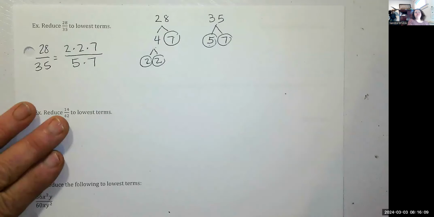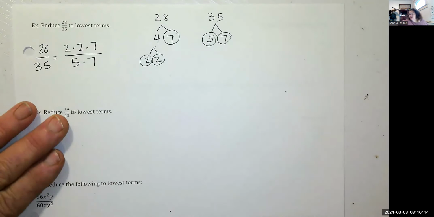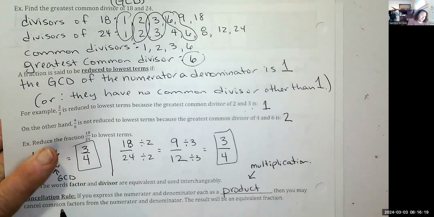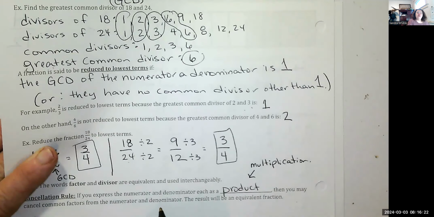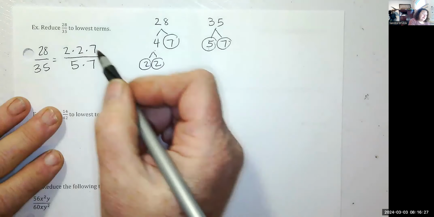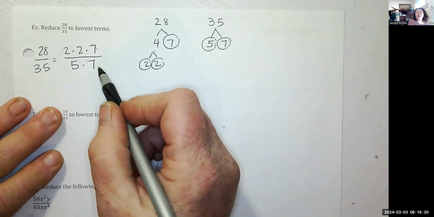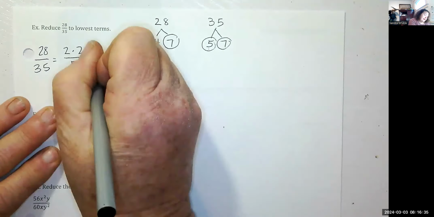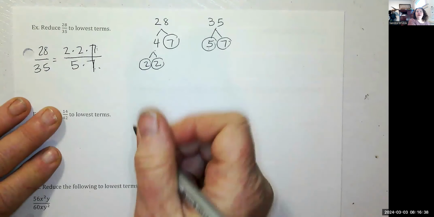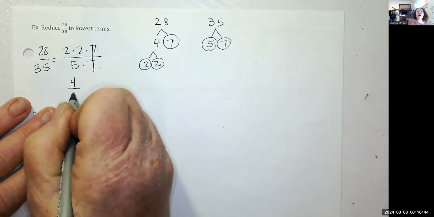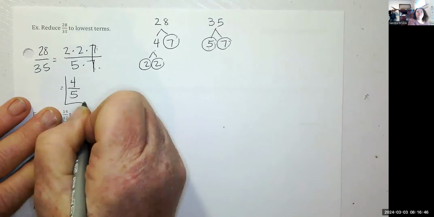What I was just speaking about in that definition is you may cancel common factors from the numerator and denominator, right? They have to be the exact same number. So do we have anything in the numerator that's also in the denominator? We have 7. 7 divided by 7 is 1. So therefore I can cancel these 2 out. And I'm left with 2 times 2, which is 4, over 5. Okay.